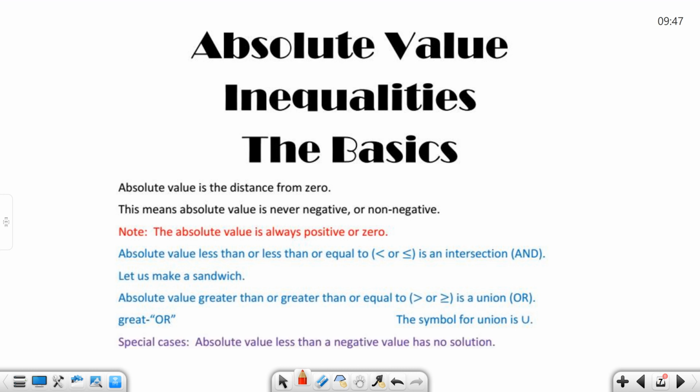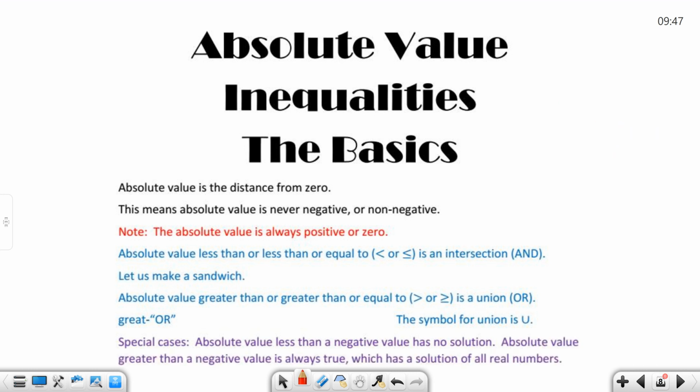So, special cases. Absolute value less than a negative has what? No solution. Think about it. Absolute value of something, we'll just put f of x for some function. Absolute value is less than 0. Look, this is positive or 0, less than 0. I'm sorry, not 0. Less than what? Less than a negative number, okay? So positive or 0 is never less than a negative, so that can't happen. That's why that says no solution.